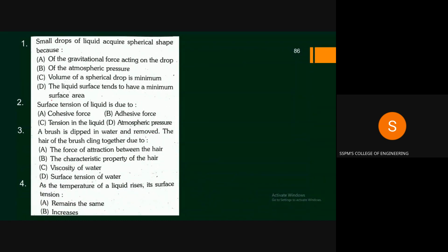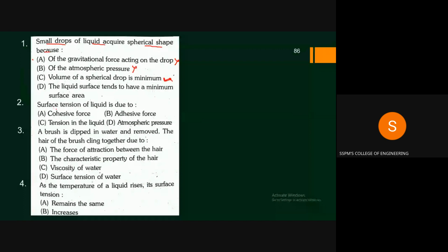So these are some theoretical questions. The first question is: a small drop of liquid acquires a spherical shape because of? The first option is the gravitational force acting on the drop. This is not the option. Because of atmospheric pressure, this is also not the option. Volume of spherical drop is minimum. So this is the correct option.